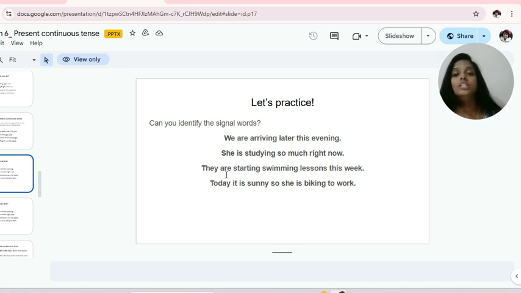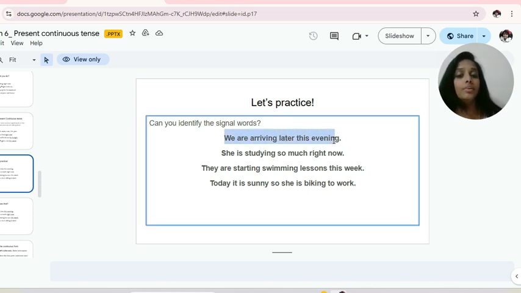Pause the video, take your pen and paper, and you can read the questions or you can write it in your notebook too. Try to find out the right answer. You have to read the sentence and identify the signal words. We are arriving later this evening, which is the signal word here.